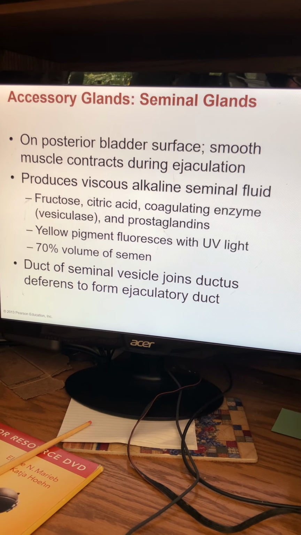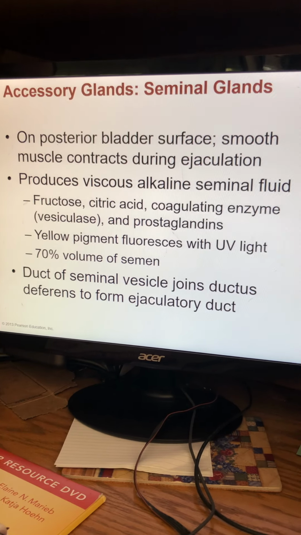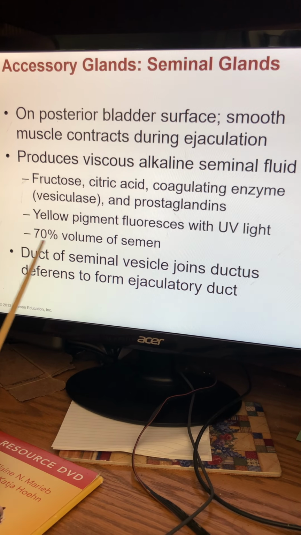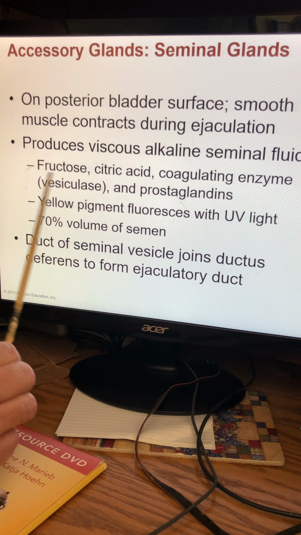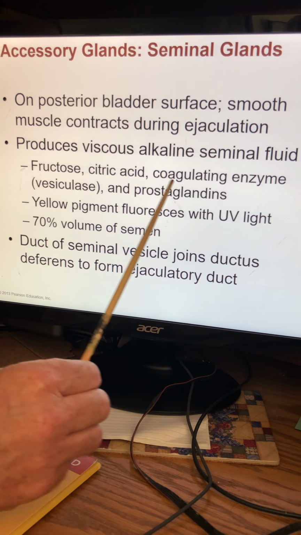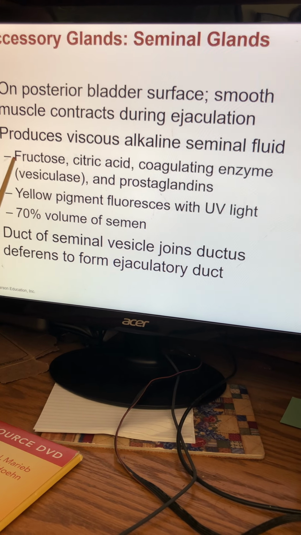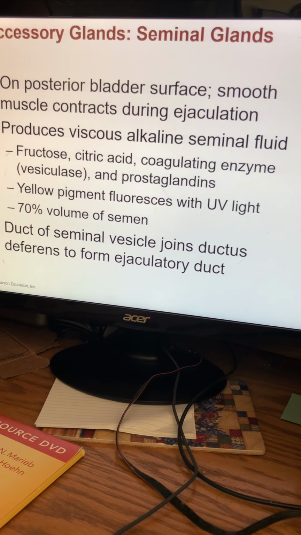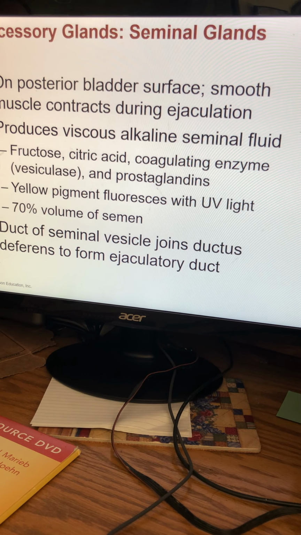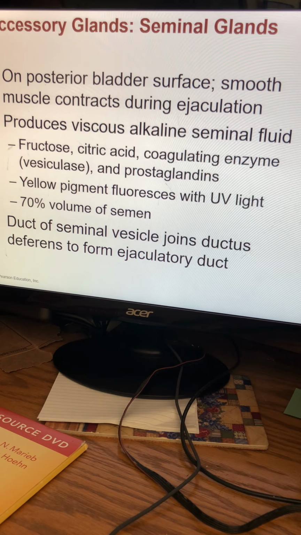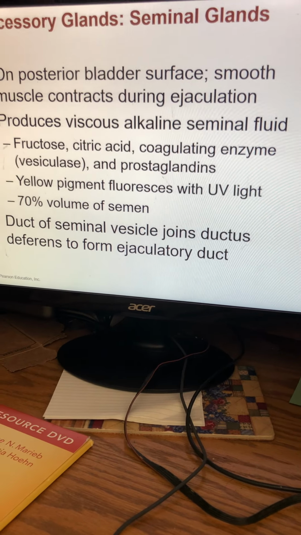The seminal glands are going to produce a viscous, alkaline seminal fluid that does 2 things. It's going to make up the majority of the semen that has been ejaculated, but it's also going to contain fructose and also a coagulating enzyme called vesiculase. Fructose is going to be the sugar that the sperm will have so that they will be able to swim into the female's vagina and into their uterus.